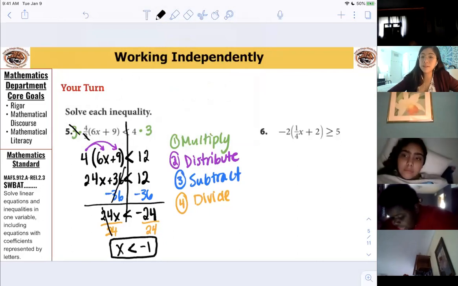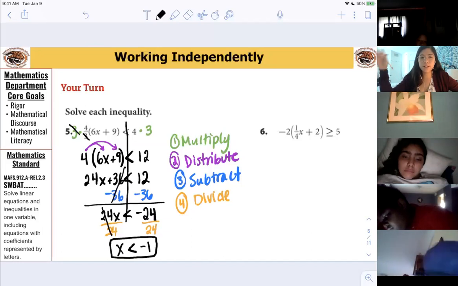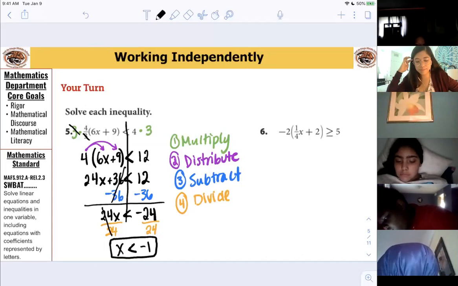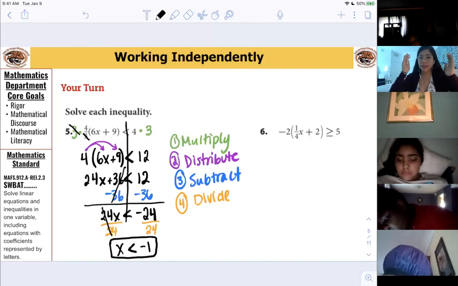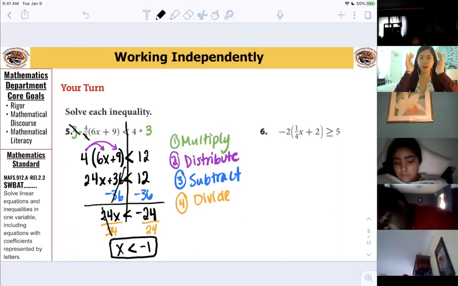Now, number 6, that's going to give us a little bit of trouble because, like I say, 90% of the time you can get rid of your fraction in the first step. But now, where's my fraction located? In the parentheses. It's inside. And remember, parentheses are kind of like a little safe house. You can't touch what's on the inside until you get rid of your parentheses. Since my fraction's inside, I can't really do much about it. So I have to distribute first.